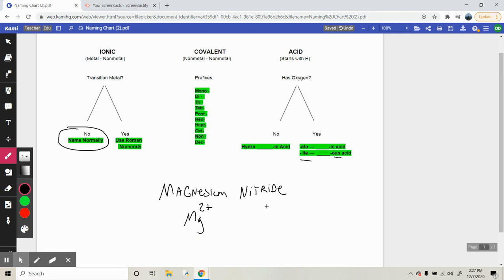Mg2 plus, nitride, right? If it was nitrate or nitrite, I know it could come from my polyatomic ions of nitrate and nitrite, but it is nitride, so it'll just be N3 minus. But we got to balance out these charges. The lowest common denominator both of these can go into is 6. So we're looking at a chemical formula here of Mg3N2.